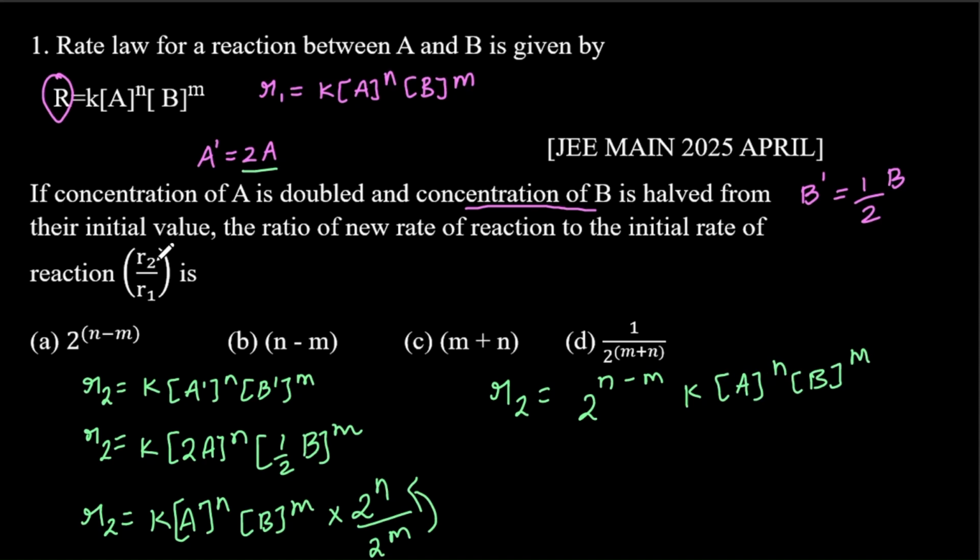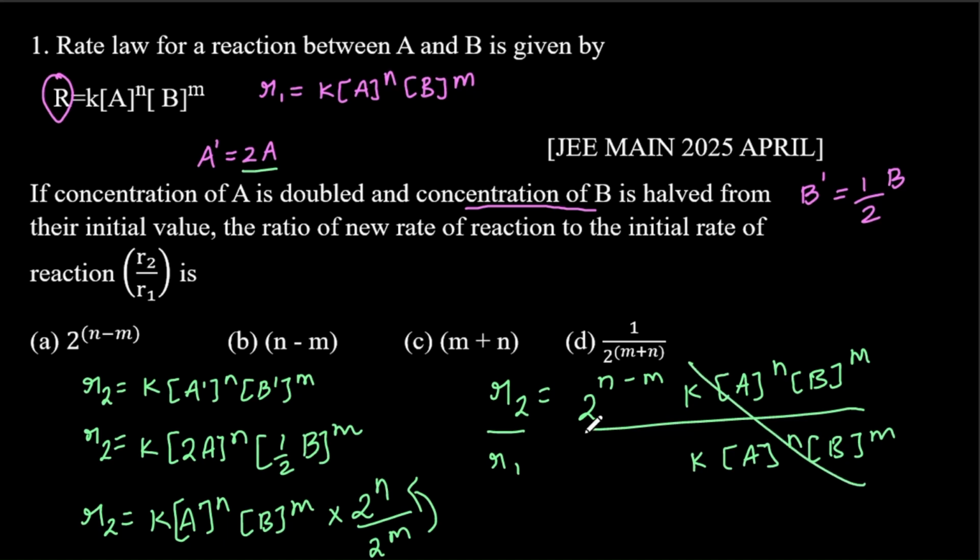So you have to find the ratio of R2 divided by R1. So just divide R2 by R1. So here you will get K A power N B power M, so these terms will get cancelled, and the answer is R2 divided by R1 is equal to 2 power N minus M. So the correct option is option A.